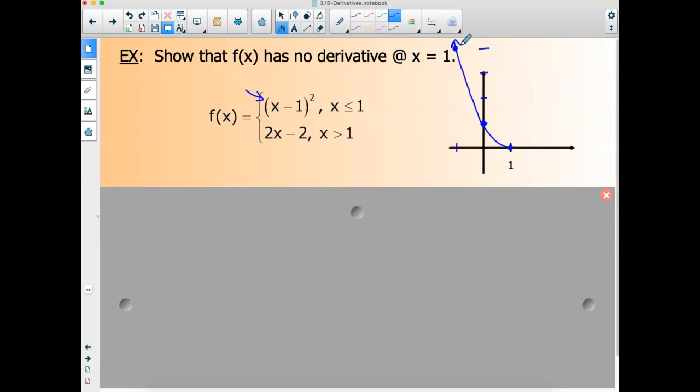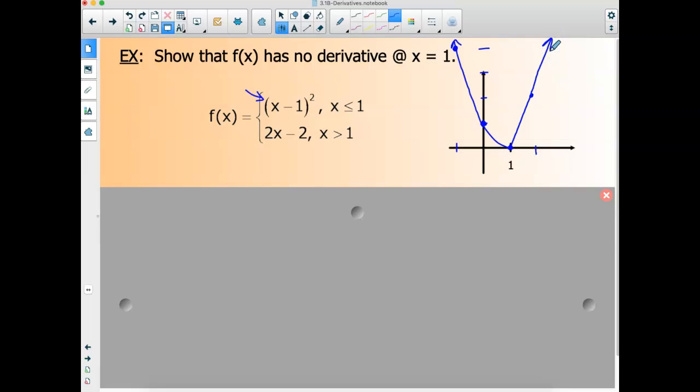And then if I look for x greater than 1, well, that's a line. So if I plot that in there, it's not going to get to 1, but it's going to get super close to 1. So if I put 1 in there, I get 0. And then if I put another number in its domain, like maybe 2, I get 4 minus 2, I get 2. And I get this line.